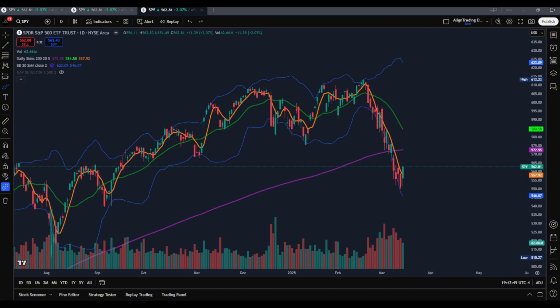The last thing here is Powell and FOMC on Wednesday, so do be paying attention to that as well, which can definitely play a big part in where we go from here with the 5 and the 200 here.